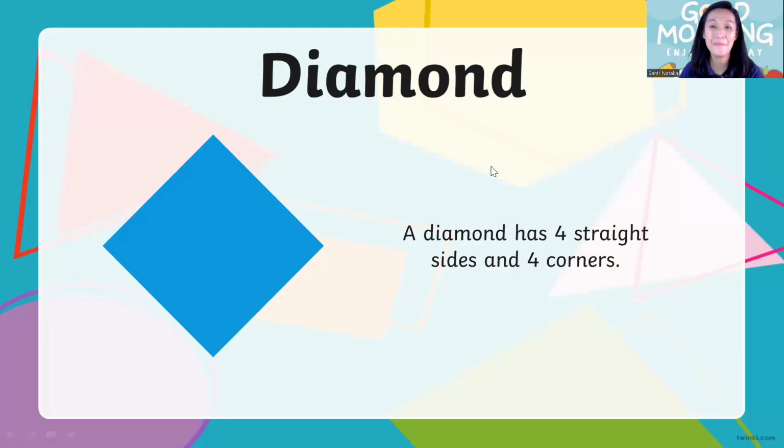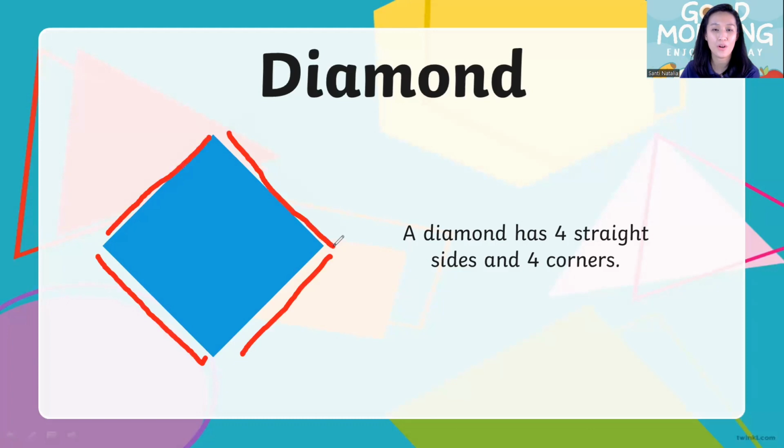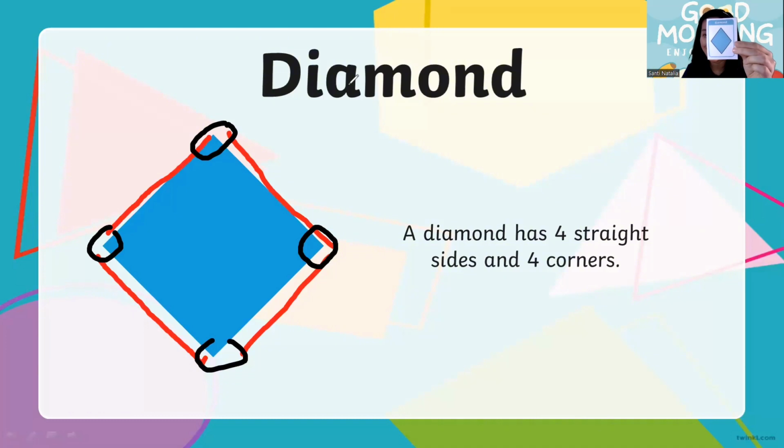This is a diamond. Can you say diamond? Diamond has 4 straight sides and 4 corners. Let's count together, children. 1, 2, 3, 4. Diamond. Yes, 4 straight sides and corners. 1, 2, 3, 4. 4 corners. Now, can you show me your diamond? Show me your diamond. Yes, this is a diamond.